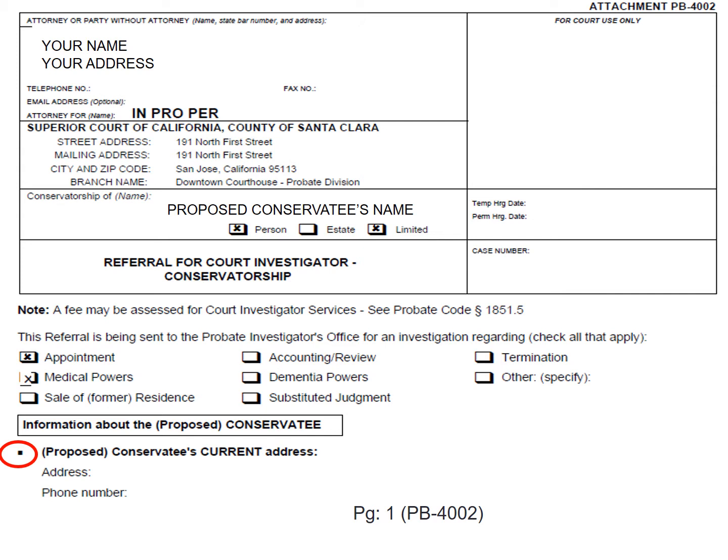In the caption, check the boxes next to person and limited. Under the caption, check the boxes next to appointment and medical powers. Below, you will write in the conservatee's current address and phone number.